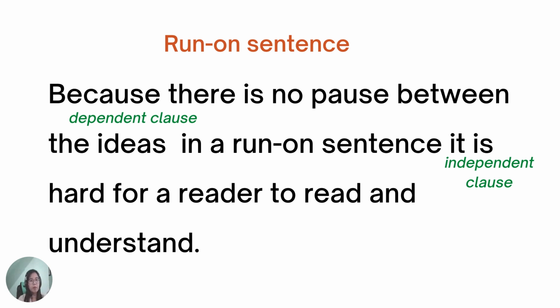Okay, let's try. Because there is no pause between the ideas in a run-on sentence, that's where your dependent clause ends. What is the subject? A run-on sentence. And what is the predicate? Because there is no pause between the ideas. It becomes a dependent clause because of the subordinate conjunction because.